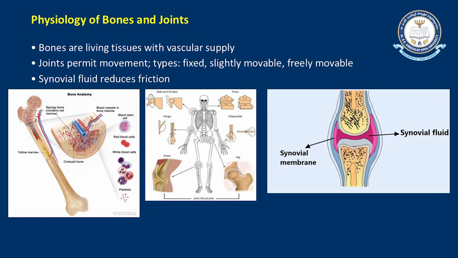Then coming to joints, joints are something which really permit movements. There are different types of joints: the fixed joints which have no movement, the slightly movable joints, and the freely movable joints. Here are some examples of the joints. There are pivot joints, the skull and the first vertebra, and then we have the hip joint and the knee joint, which have limited movements, not full movements. And then we have the wrist joint with free movements, or the fingers which have free movements.